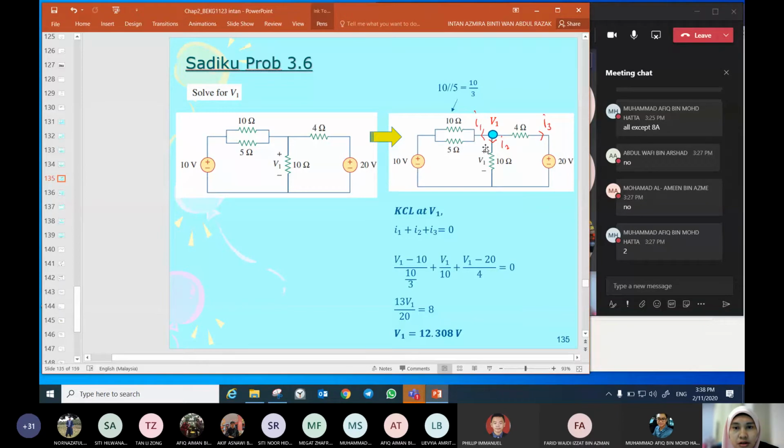All current flows from the node: I1 plus I2 plus I3 is equal to 0. I1 is equal to V1 minus 10 divided by the resistor here, 10/3, plus V1 over 10, and then plus V1 minus 20 over 4. Solve this equation and you will get this answer.